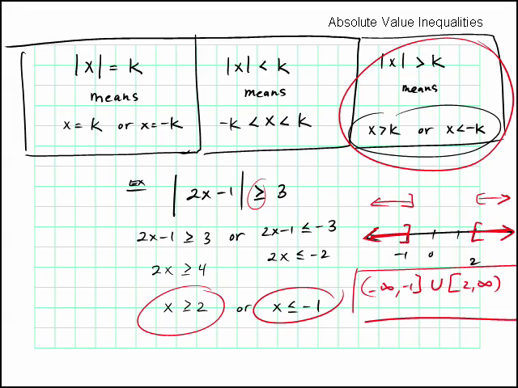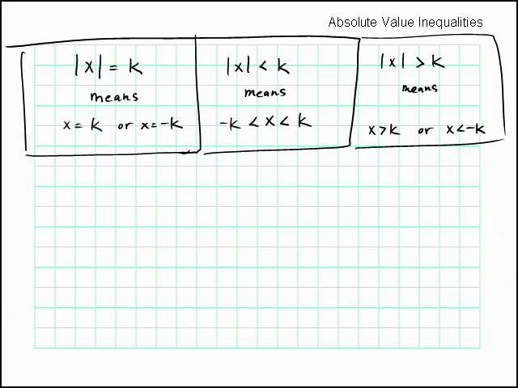Solved. Let's do one more of these. Let's say we have an absolute value of 3x plus 1, and I've also got a minus 2 here, is less than 3. Let's try that. Okay.